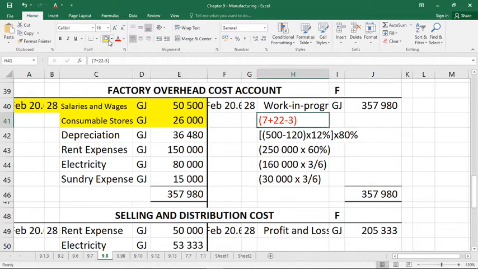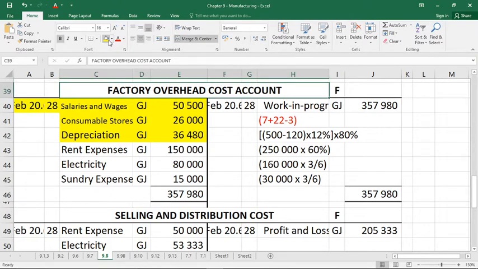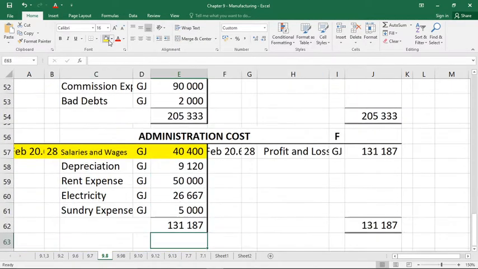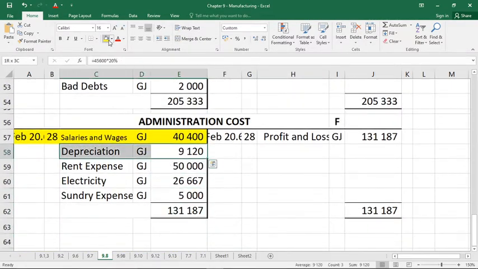However, look here, here's the calculation. You now have to split that up. 80% goes to the factory and 20% goes to the office or admin. There's my calculation. 80% of my depreciation is then 36,480, and it's coming to factory overhead cost. The other 20% goes to office. Another name for office is admin. So there is the other 9,120 for depreciation on the debit side there.